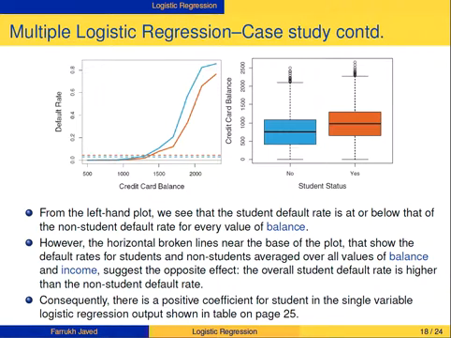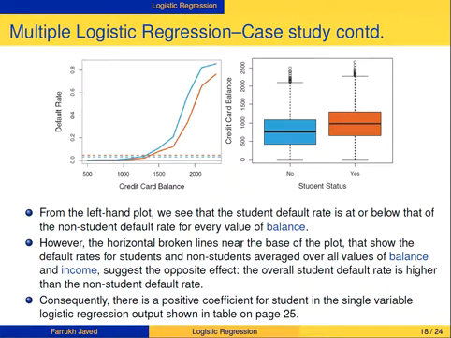Well, let's dig into it and try to understand the consequence. From the left-hand plot, we see that the student default rate is at or below that of the non-student default rate for every value of balance. So now you have default rate and credit card balance, but here we have two graphs, one for not student and one for student. And we see that the student default rate is up here. The orange line is the student line and the blue line is for the non-student line.